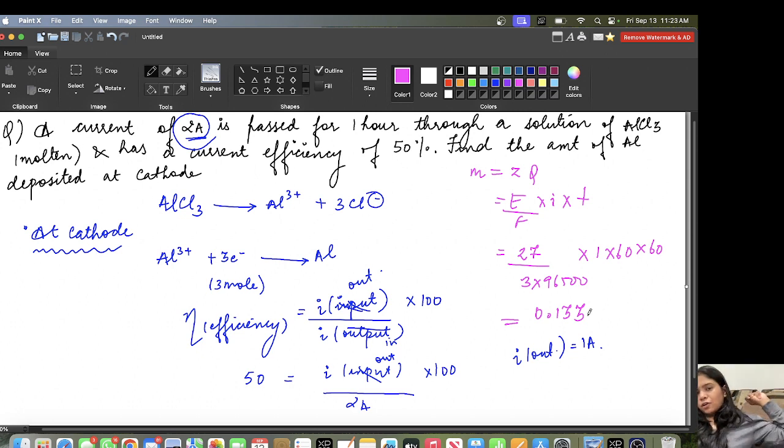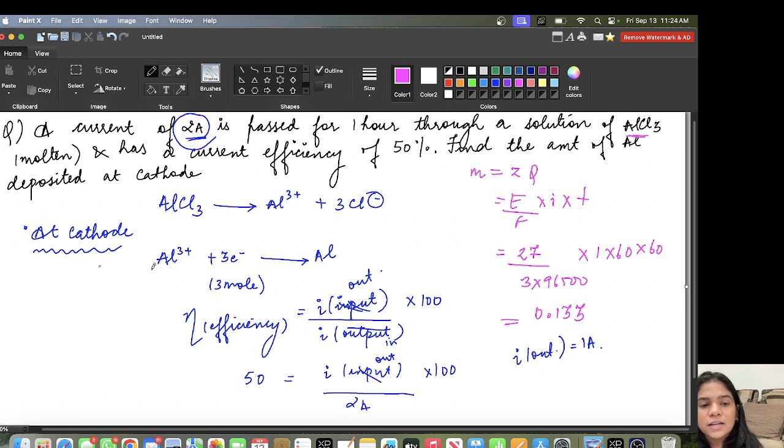Okay, so a current of 2 ampere is passed for 1 hour through a solution of AlCl3. These are all the kinds of questions which might come. These are high order thinking skills questions also. You can use the formula as well as the unitary method. So AlCl3 is giving you Al3+ plus 3 chlorine.